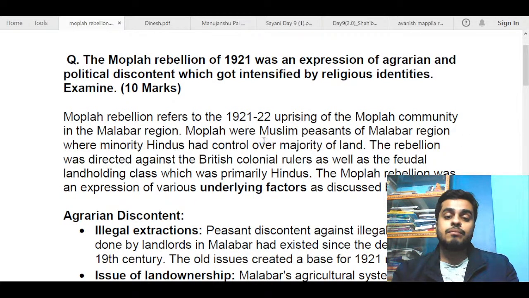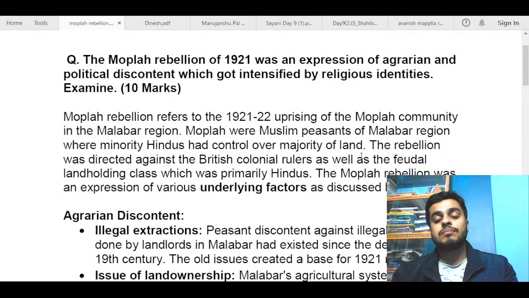I then go on to talk about who the Moplahs were. Moplahs were Muslim peasants of the Malabar region, where minority Hindus had control over the majority of land. That region had some very peculiar circumstances. Most of the peasants were Muslims, but the owners of the land, the landowners, were Hindus. They were called Jenmis, and they were in minority, but they had more power over the Muslim peasants.